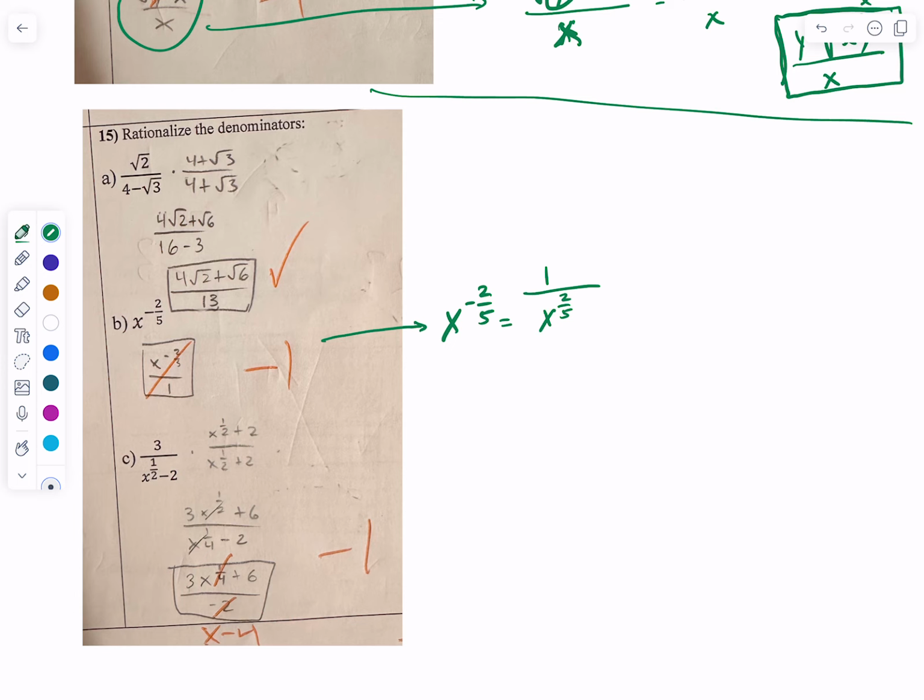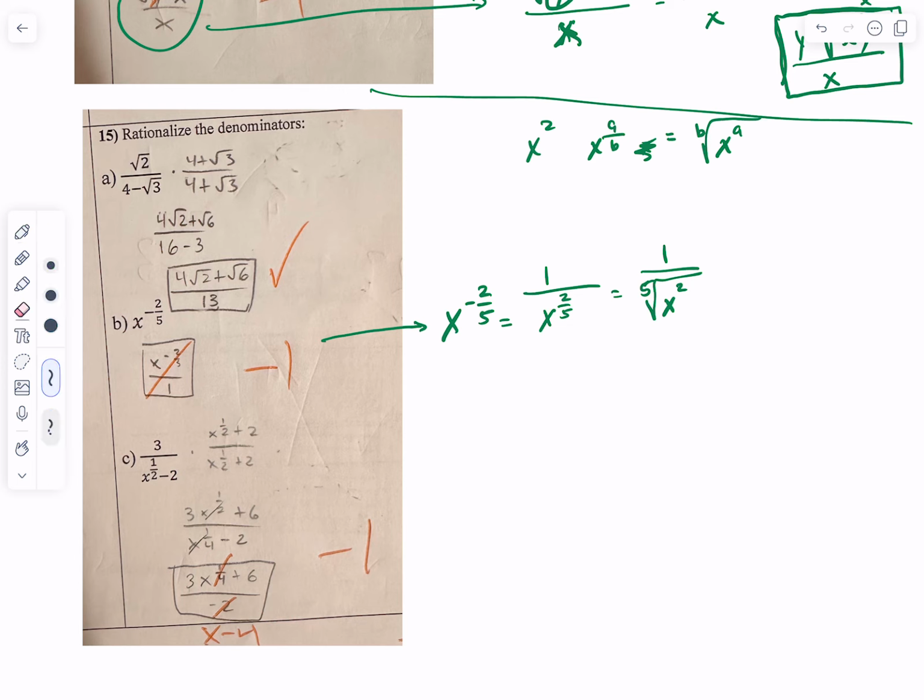So I'm thinking what they want to do is this. There's a couple ways to do this, but I'm thinking they want this. So if we want to, we can rewrite that, right? You can rewrite anything x to the a over b as the bth root of x to the a. So in this case, this is the same thing as the fifth root of x squared.